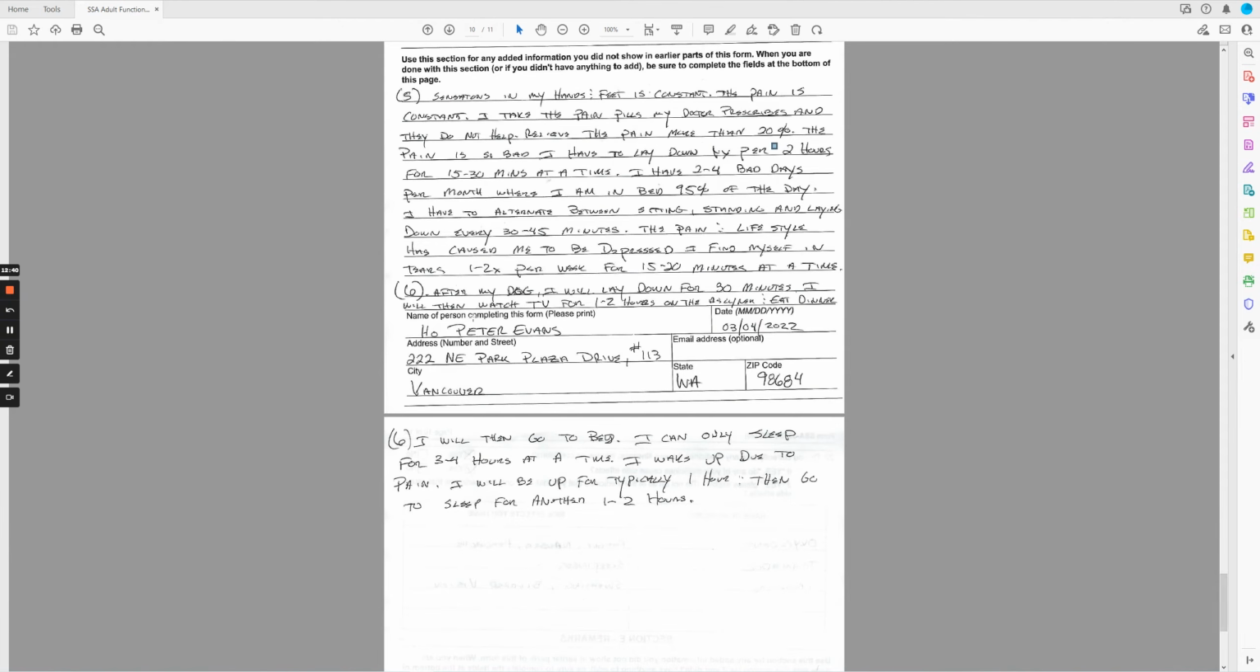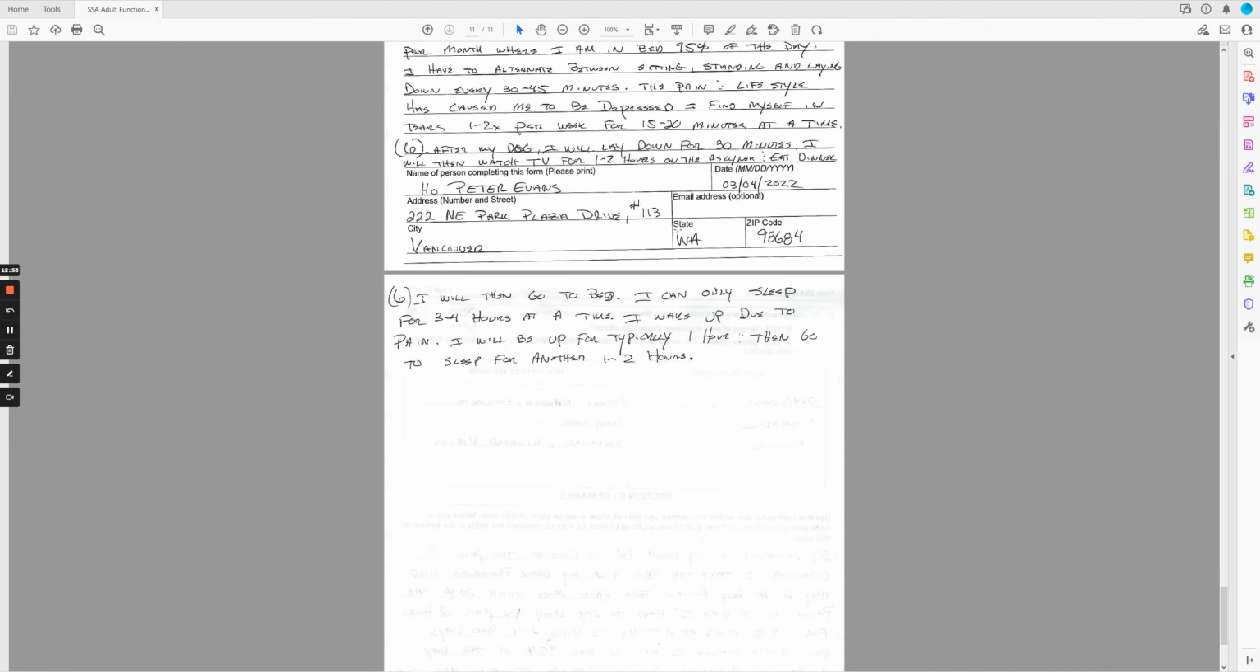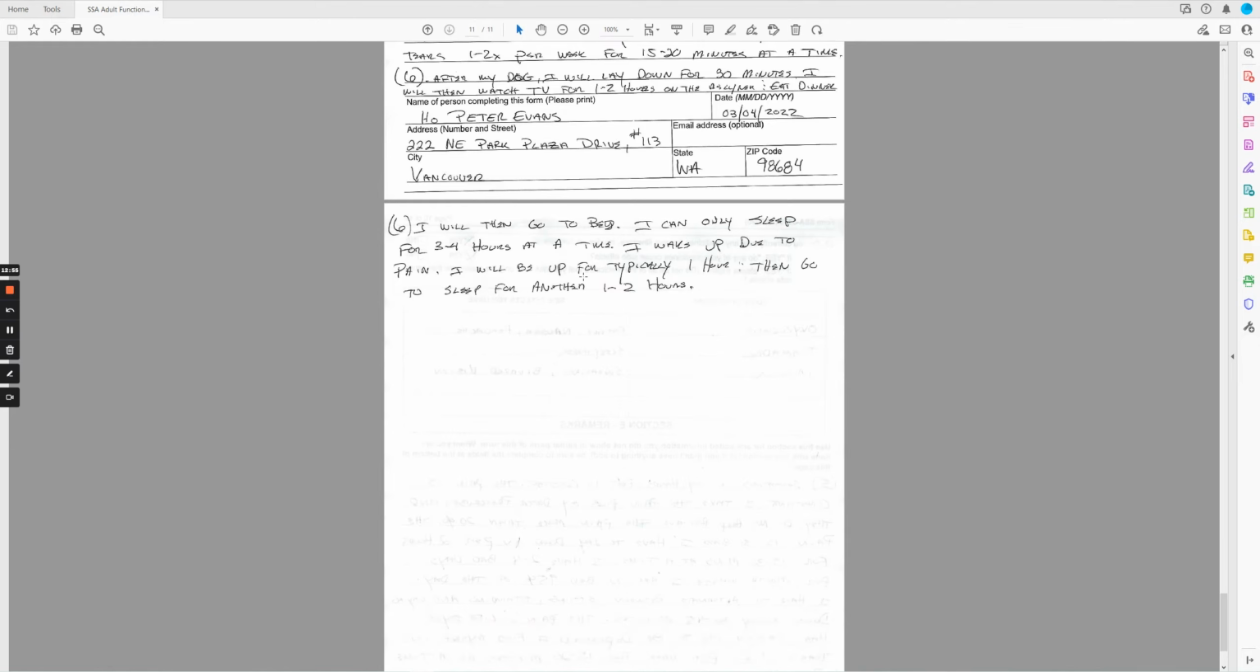Question number 6. After my dog, I will lay down for 30 minutes. I will then watch TV for 1 to 2 hours on the recliner and eat dinner. And then I ran out of room, so I flipped it over and wrote on the back of page 10, I will then go to bed. I can only sleep for 3 to 4 hours at a time. I wake up due to pain. I will be up typically 1 hour and then go to sleep for another 1 to 2 hours.